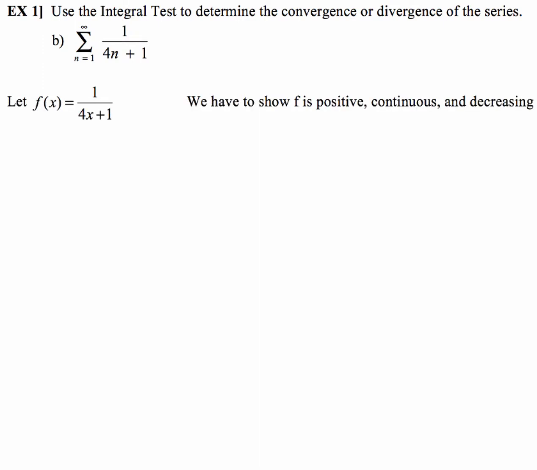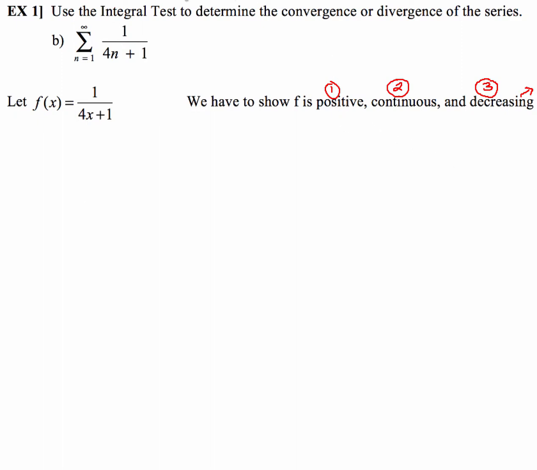Once we get it in function notation instead of series notation, we've got to go through three things. We've got to show that f is positive, that f is continuous, and that f is decreasing. In order to figure out the decreasing, of course, we're going to have to use the first derivative to help us out. So let's take a look at a couple of things here.